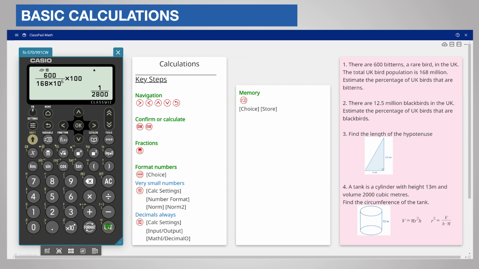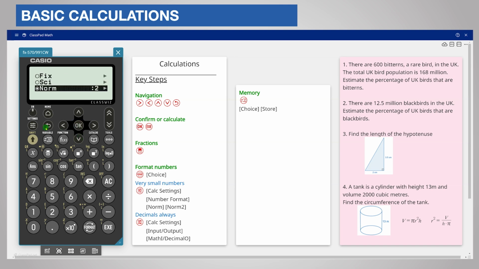The answer is given as a fraction, but will be more useful as an ordinary number, so press Format and choose Decimal. The calculator displays the answer in standard form. This is because, by default, decimals smaller than 1/100th are displayed in standard form. You can change this. Press Settings and choose Calculator Settings, the first option, and then Number Format. Scroll down and choose Norm. Now select Norm 2, which displays very small numbers down to 1/1,000,000th in decimal form.